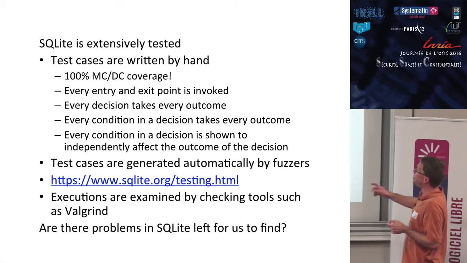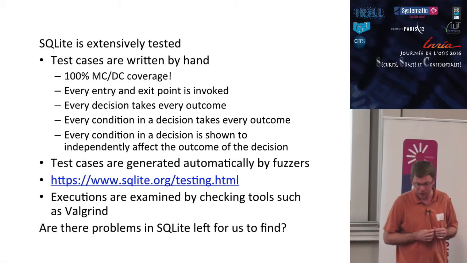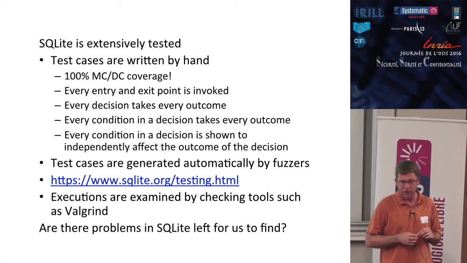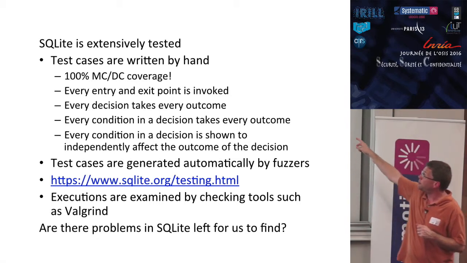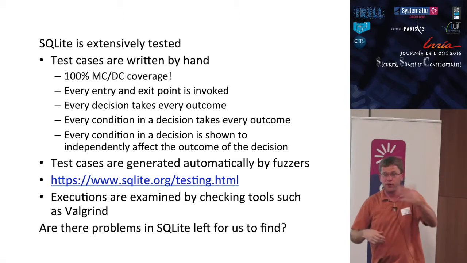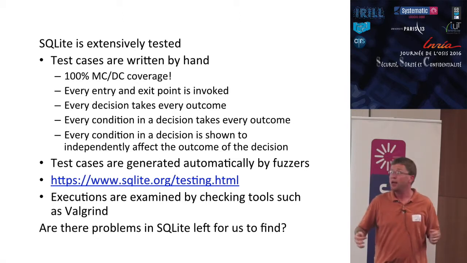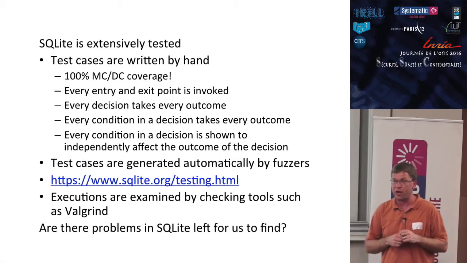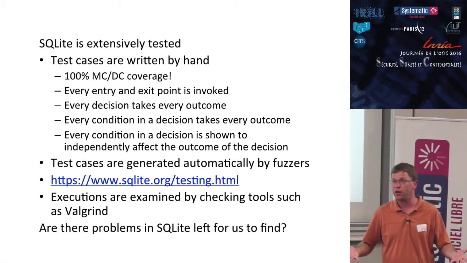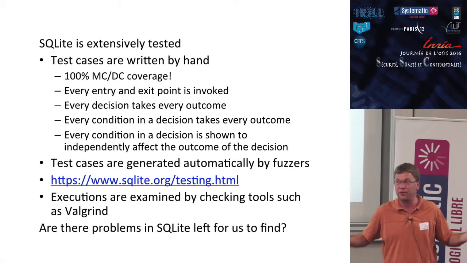It's tested with many, many thousands of test cases, and the author has achieved 100% MC-DC test coverage, which means that every entry and exit point to every function is covered, so that's easy. Every decision inside the code takes every outcome, so now he's achieved 100% branch coverage. That's also not too big of a deal.